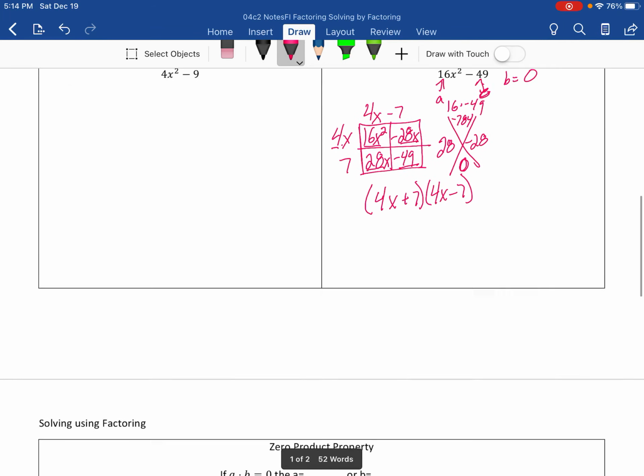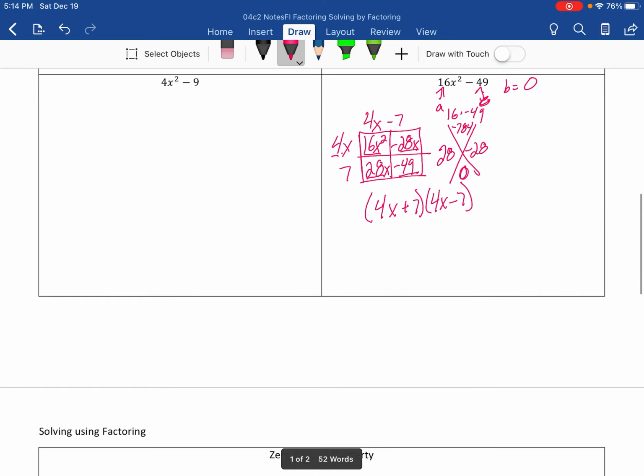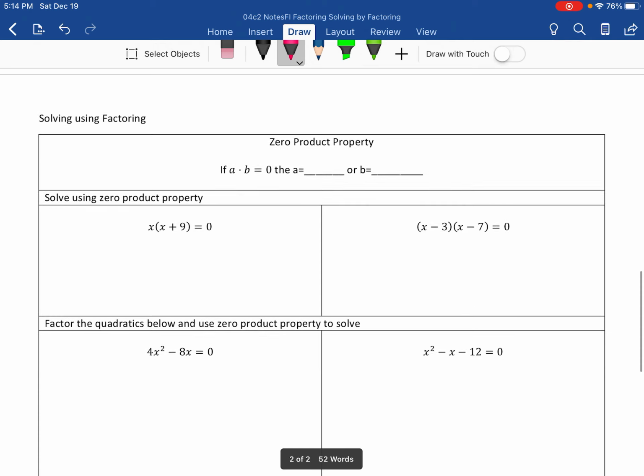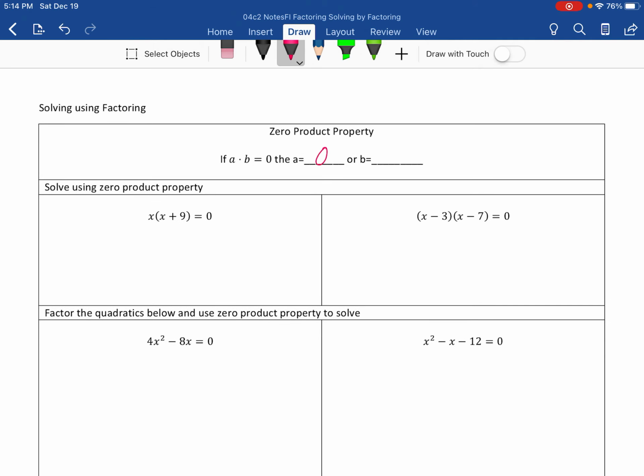So we're going to actually extend it. We're going to talk about solving using factoring, just using the zero product property, okay? Basically, the zero product property says if A times B is 0, then A has to be 0 or B has to be 0. So for this right here, I'm multiplying an x and an x plus 9. If they multiply to be 0, either x is equal to 0 or x plus 9 is equal to 0. And so you set it equal to 0 and you solve. And so I can find my solutions to my quadratic. I know my solutions are going to be negative 9 and 0.